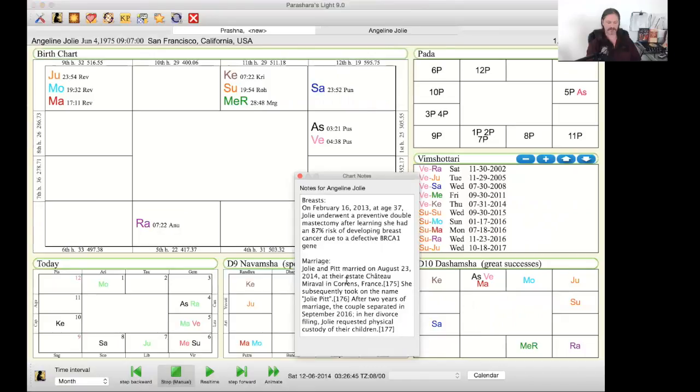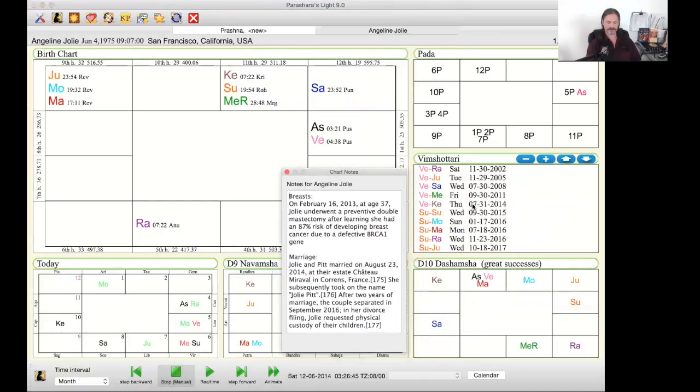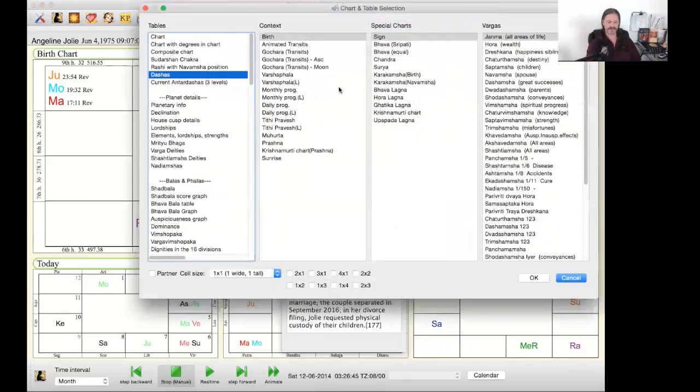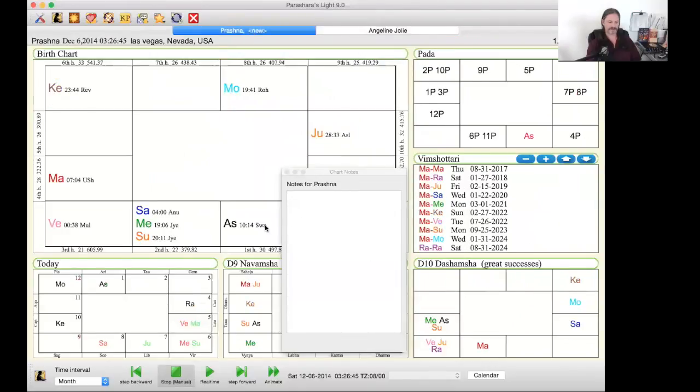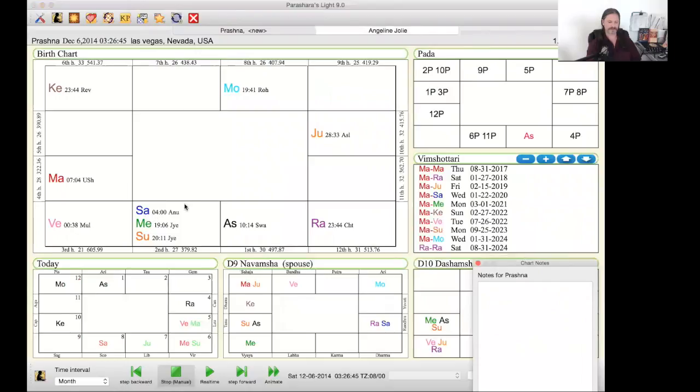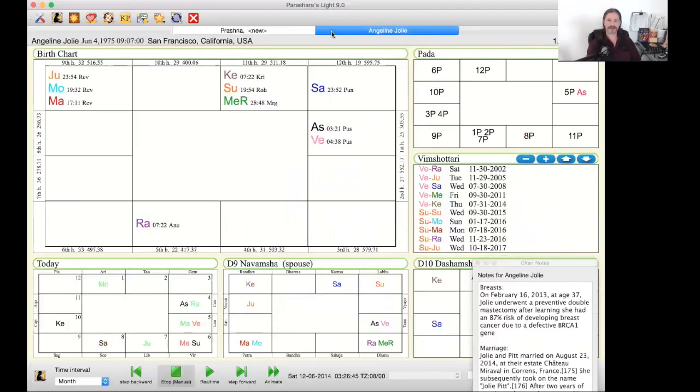So August 2014. She went into Venus-Ketu at the end of July 2014. August 23rd, 2014, she marries Brad Pitt. Then she goes into the Sun in 2015. By that time, Saturn, again, was clearly over the first and seventh house Pada when she went into Sun Dasha, and that changes everything. Saturn was also, by transit here, aspecting her Sun.